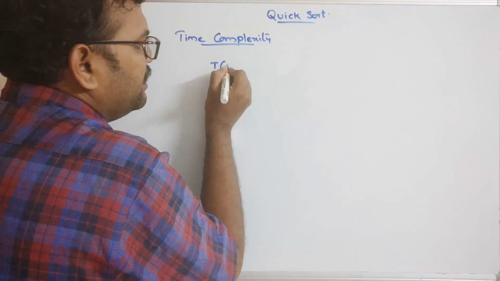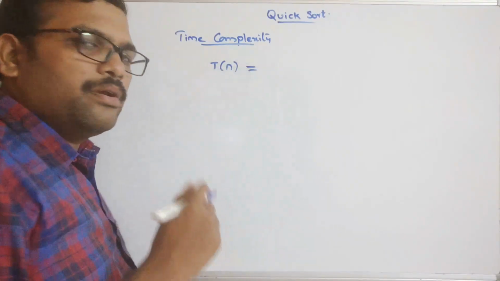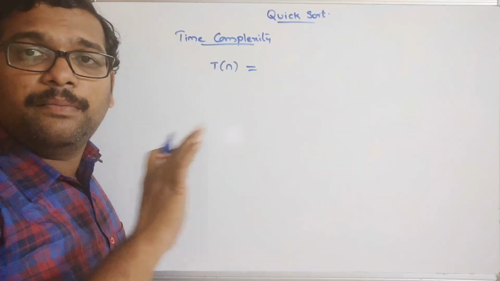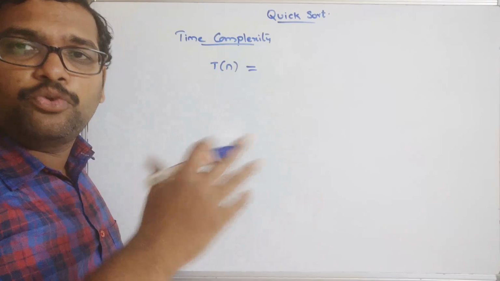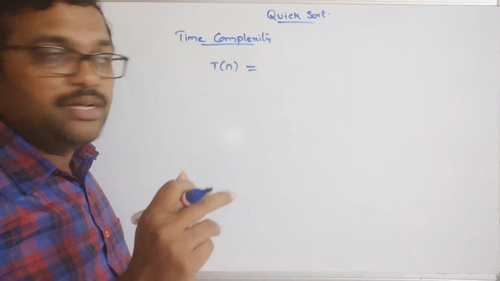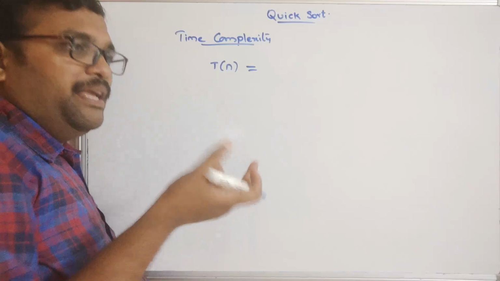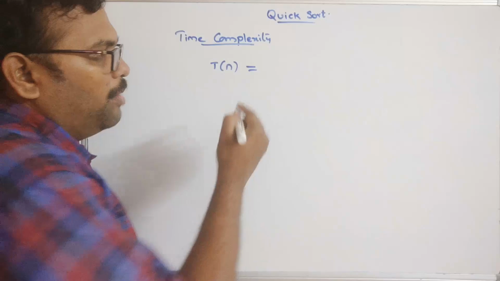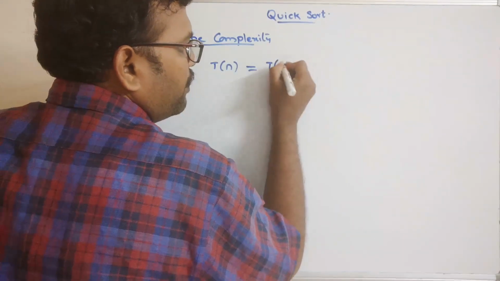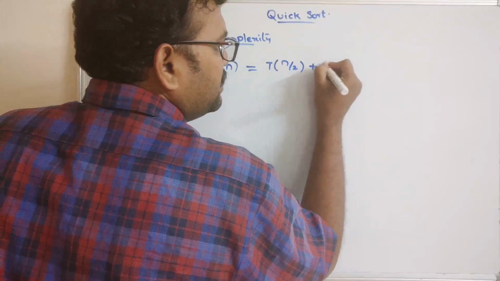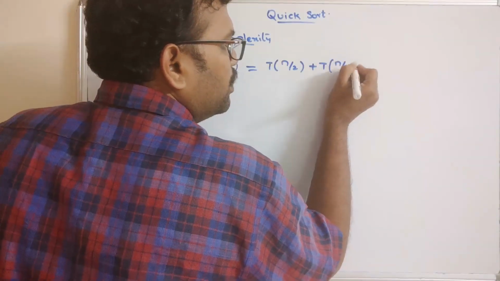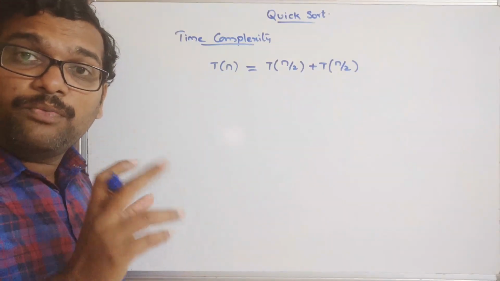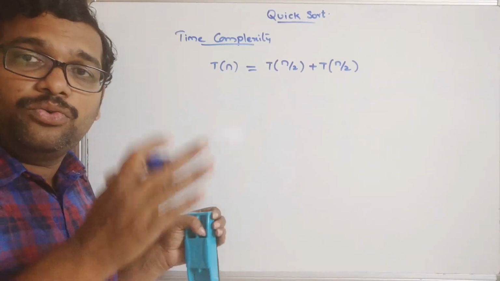The time complexity of this particular quicksort is, so we are selecting the pivot element and we are dividing the complete elements into 2 partitions. Okay, 2 partitions. So let it be that the pivot element is a middle element, right? So obviously it will be T of n by 2 plus T of n by 2. So let it be that the pivot element is a middle element. So what we are doing, we are dividing the complete elements into 2 halves.